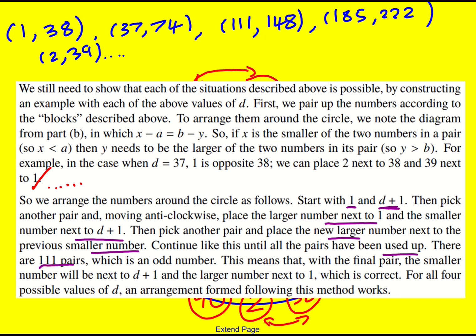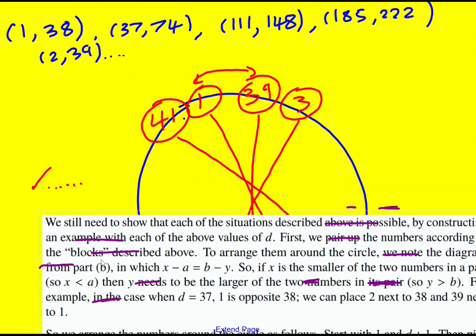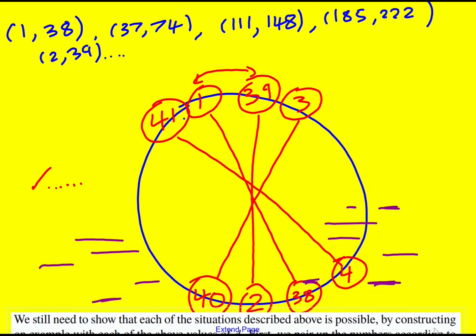There's 111 pairs. So with the final pair, the smaller number is going to be next to d plus 1 and the larger number next to 1, which is correct. And for all 4 possible values of d, an arrangement formed following this method works. So I wouldn't have written something quite as neat as that, but hopefully you agree that I was getting there with the way I was explaining it.